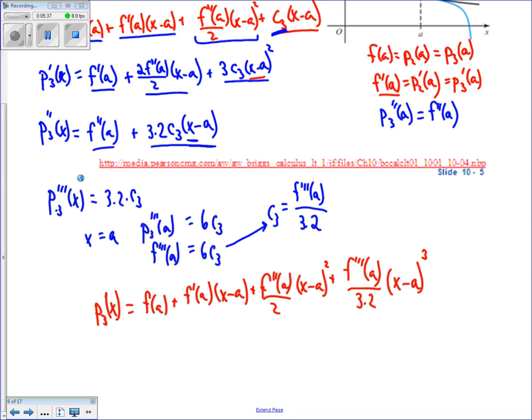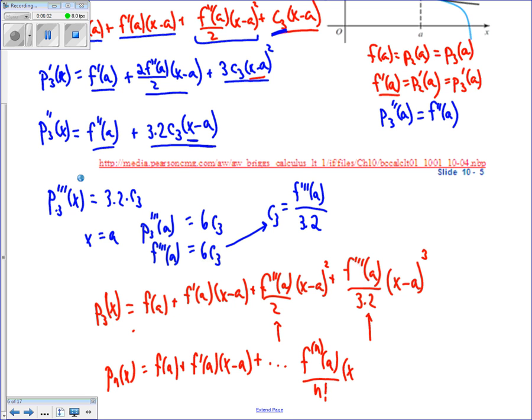Now, if you notice the pattern here, the number on the bottom is actually building the factorial. So if we look for the nth polynomial, it's going to start the same way, and the nth order derivative of f at a over n factorial is going to be the coefficient of that nth term.